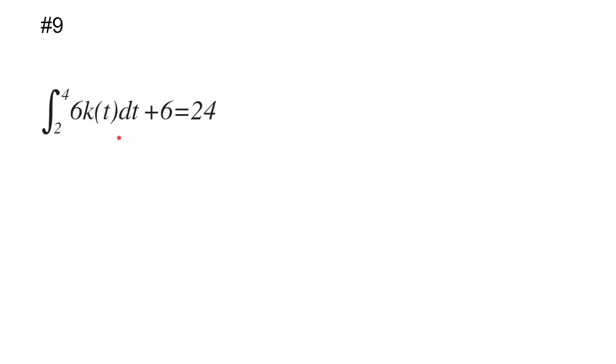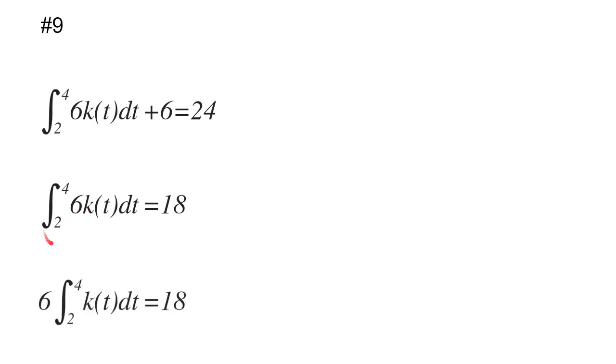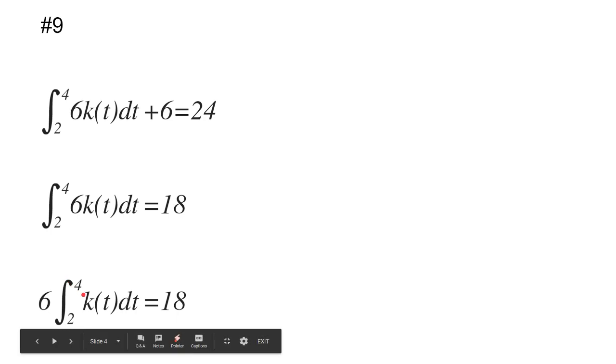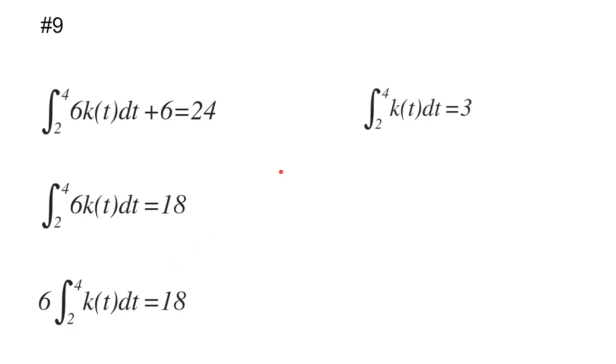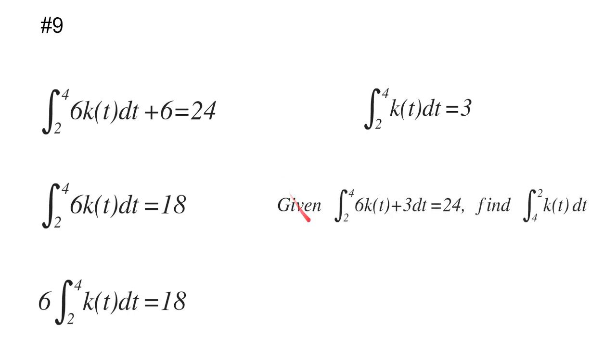Now I'm going to subtract 6 from both sides. I'm going to get this. And now to solve for k of t by itself, I'm going to pull the 6 out of the integral. So I have 6 times the integral from 2 to 4 of k of t dt equals 18. Solving for just the integral, I get that the integral from 2 to 4 of k of t dt is equal to 3. But if you remember the original problem, it wanted the integral from 4 to 2.